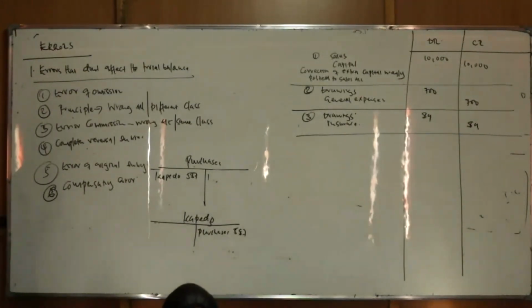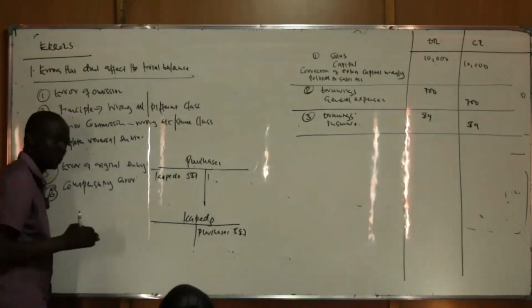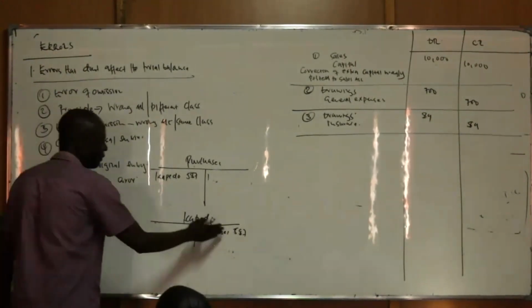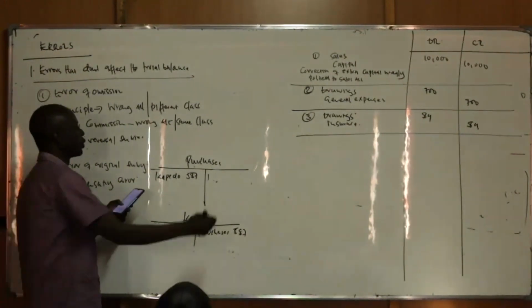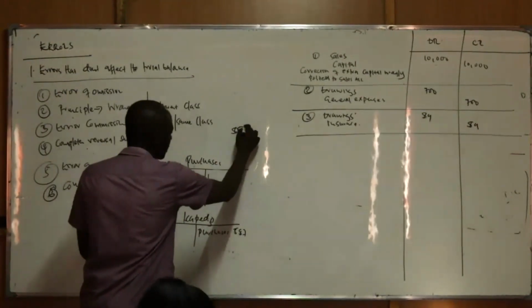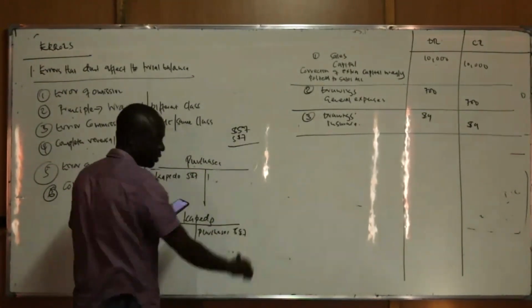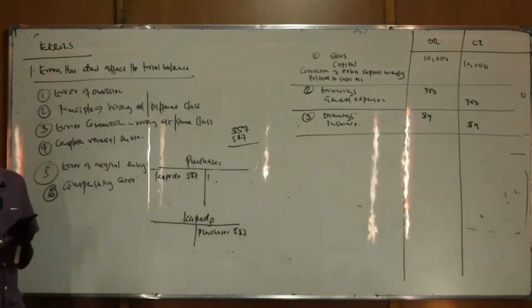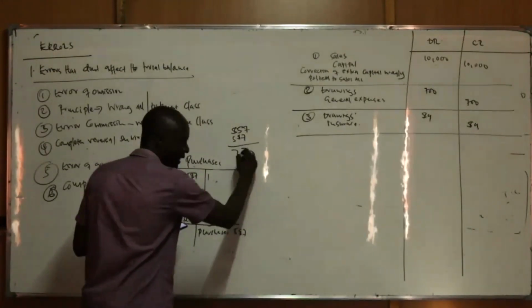So it's an error of original entry, isn't it? Where you post the correct account but wrong amount. So both accounts must have the wrong amount, isn't it? So they have underposted by how much? This amount was supposed to be 857, isn't it? But they posted 587. So you take the difference. The difference is how much? 270. So in this case, they have underestimated.